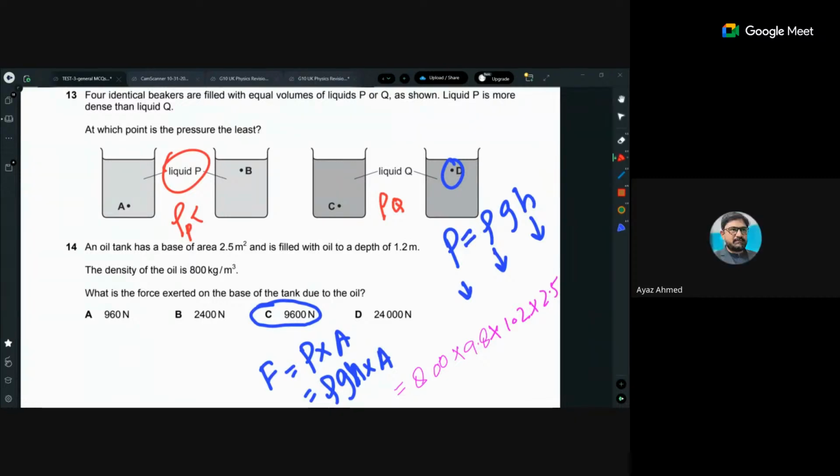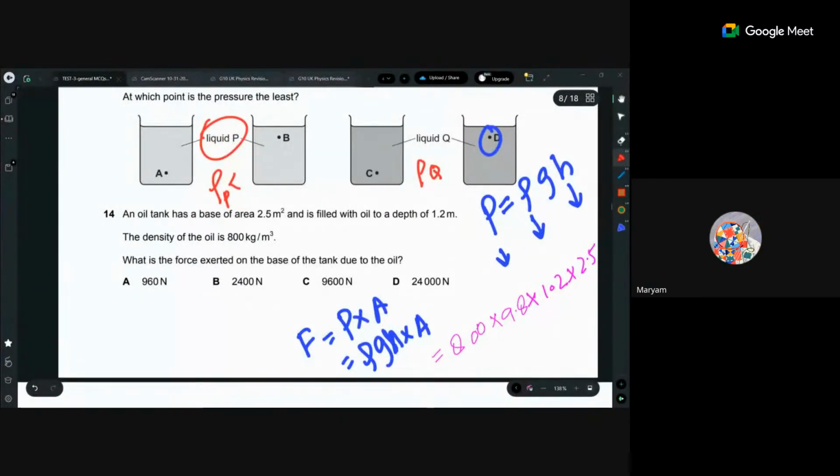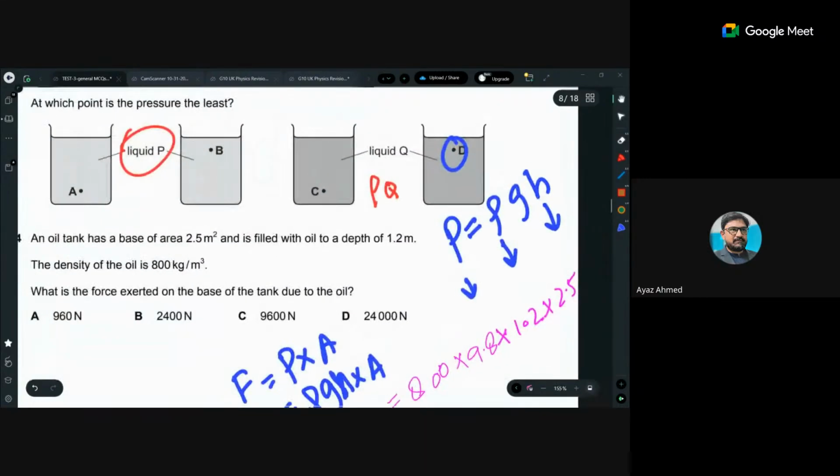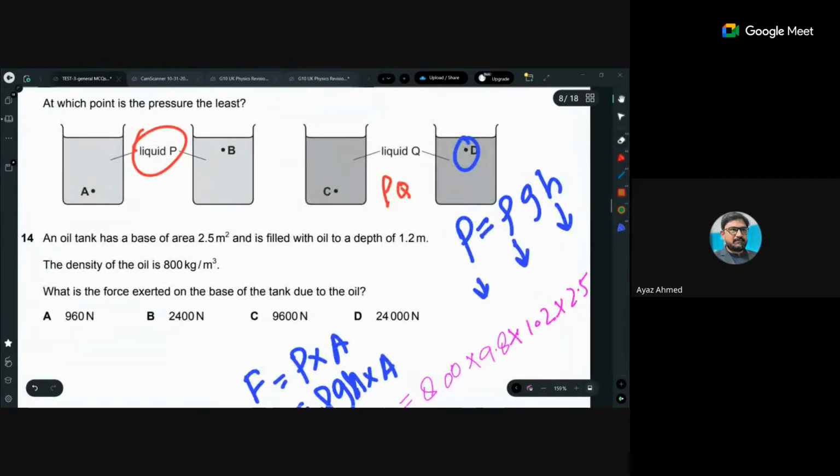Oh my God, it is written something different. Liquid P is more dense. Sorry, sir, I inverted it. The situation is opposite to what it looks like in the diagrams. I was trapped in the diagram. Okay, so it's less dense. So it means the pressure will be less where density is less and height is less.